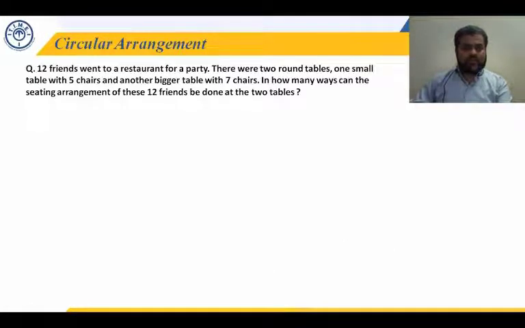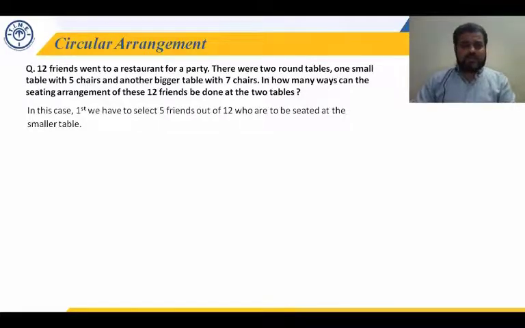Okay. Now let us look at this question. This is just an extra question. So there are 12 friends who went to a restaurant for a party. There were 2 round tables, one small table with 5 chairs and another bigger table with 7 chairs. So these are 2 round tables. Okay. In how many ways can the seating arrangement of these 12 friends be done at the 2 tables? Fine.